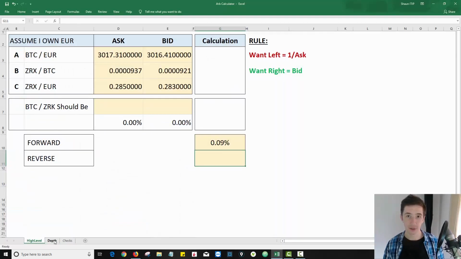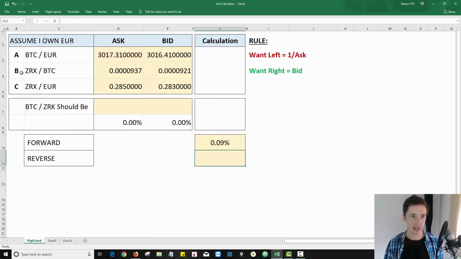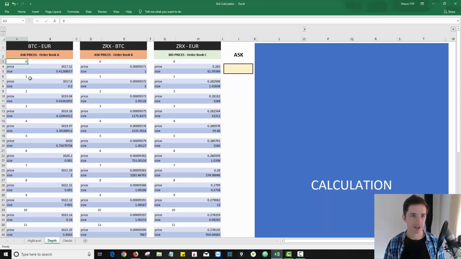So now let's go over to the depth tab over here, where I've put in the information of the order books for you so that we can simulate this trade in Excel. And you can see here I've typed the name, so Bitcoin to euro, ZRX to Bitcoin, and then ZRX back to euro, exactly the same as order books A, B, and C over here. So let's put it into perspective here, because level 0 is really the top of the order book.